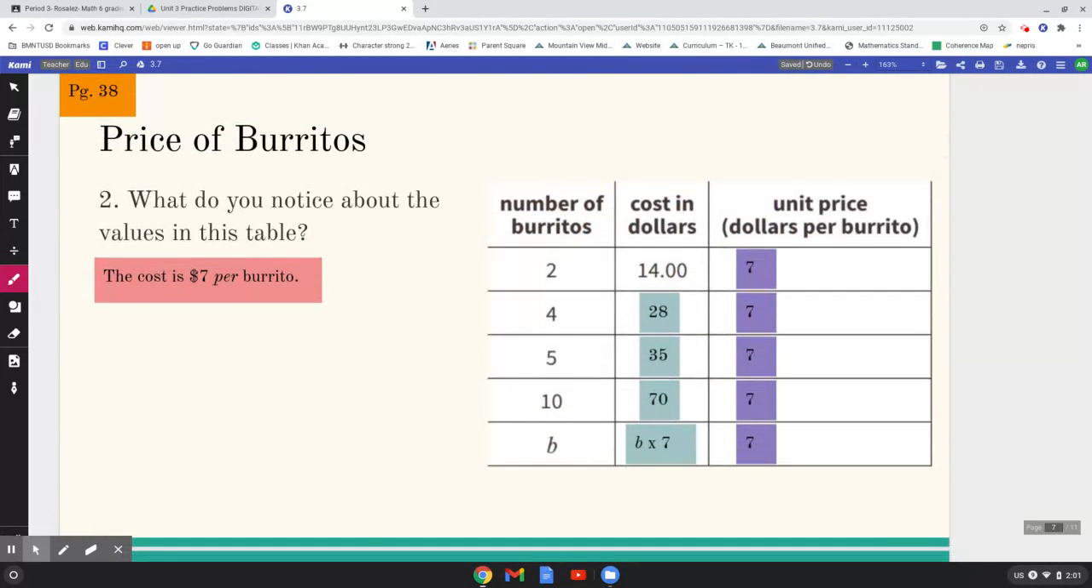Now we're taking that chart, and it says, what do you notice about the values in the table? You're writing what you see in my box. The cost is $7 per burrito, so the unit price is that dollars per burrito. Remember, per means for one, or the unit rate.